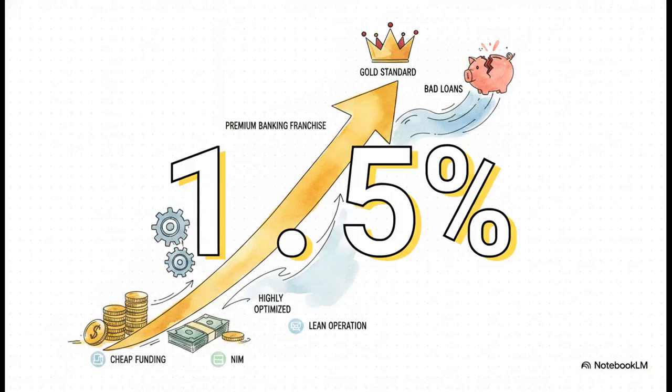But let's take it to the next level. An ROA pushing above 1.5%, that is the absolute gold standard for excellent performance. If you see an Indian bank consistently hitting or exceeding this 1.5% mark, you are looking at a highly optimized machine. It tells us the bank has likely secured very cheap funding, maintains a wide net interest margin, keeps its bad loans incredibly low, and runs a very lean operation. It's the ultimate hallmark of a premium banking franchise.